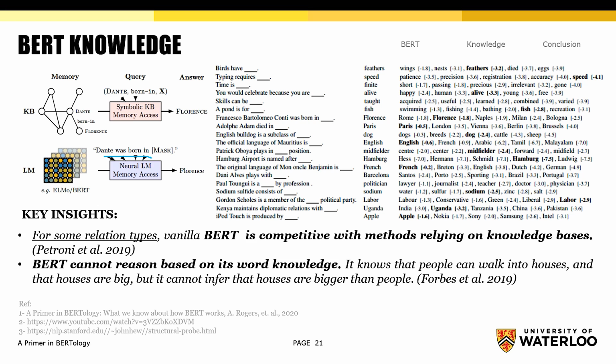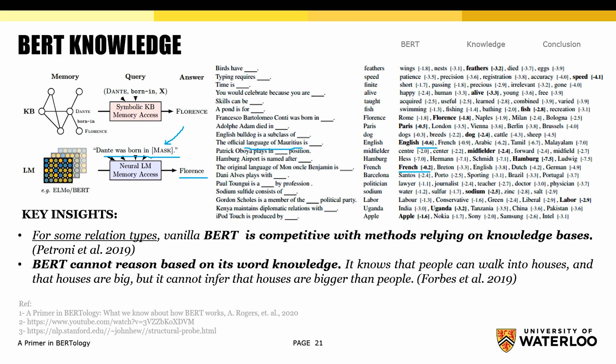So let's say that the official language of Mauritius is, the probability of it being English is much higher than the other languages. Even the original language of "Mon Oncle Benjamin" is absolutely French, and the probability of French is much higher than the others. You can also see another example: iPod Touch is produced by Apple, and the prediction for Apple is much higher than, for example, Nokia, Sony, Samsung, and Intel.